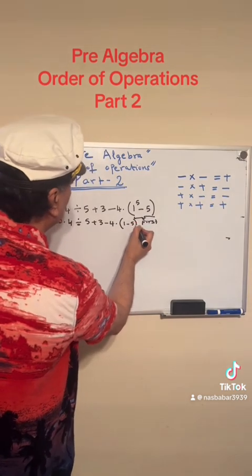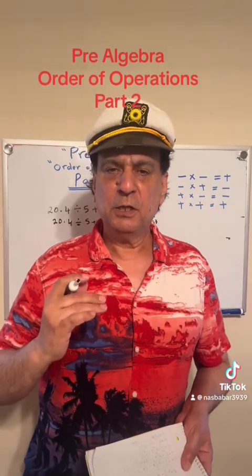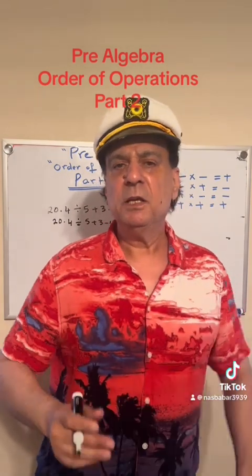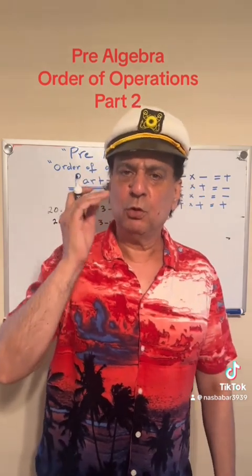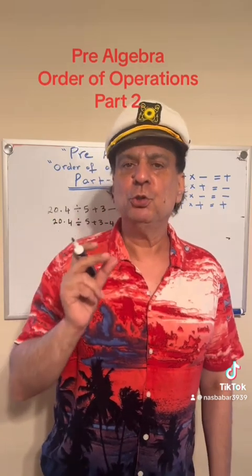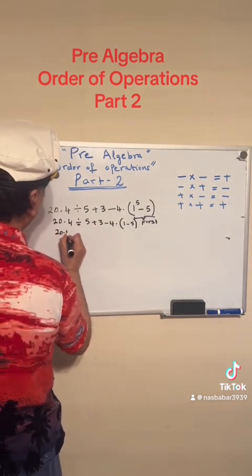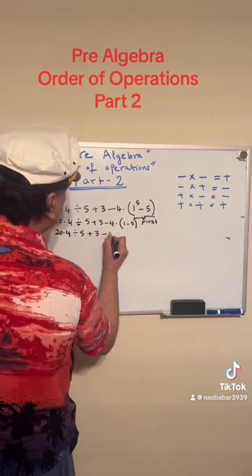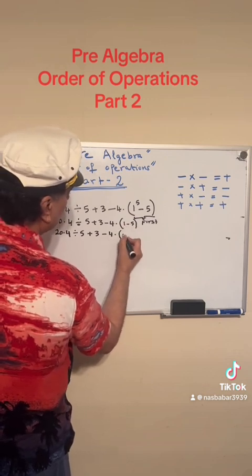I still keep the parentheses on because I want to simplify the expression by solving in a step-by-step manner. In this way, the chances of making a mistake are negligible. Don't try to solve an expression using your head and just come up with an answer. I assure you, you will mess up. So let's go ahead and do this. 20 times 4 divided by 5 plus 3 minus 4 times 1 minus 5 is negative 4.